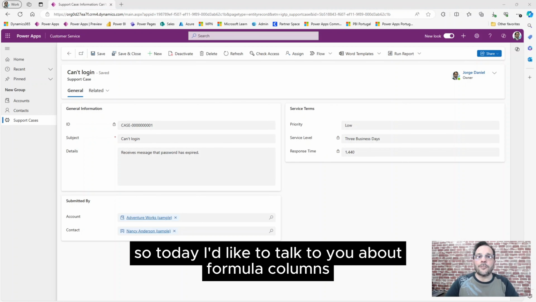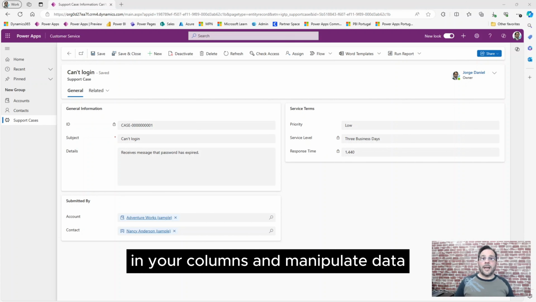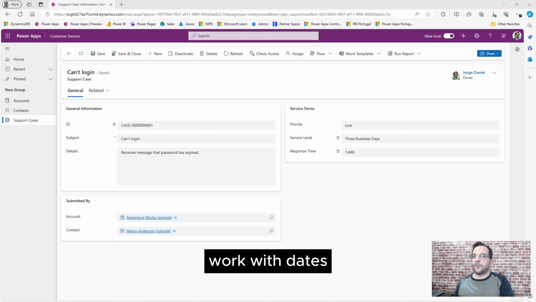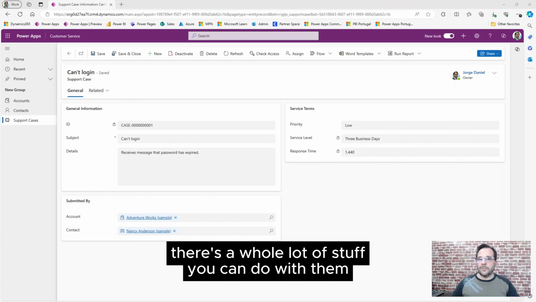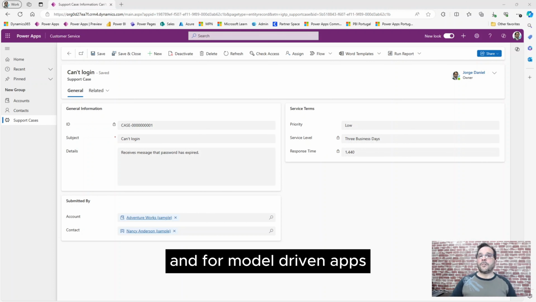So today I'd like to talk to you about formula columns. With this you can use BI4ALL code in your columns and manipulate data, like make some calculations, work with dates. There's a whole lot of stuff you can do with them. And they are available both for your Dynamics 365 system and for model-driven apps.